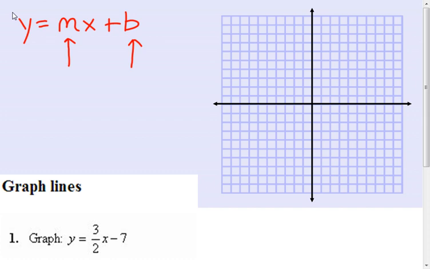So in our example here, we have a fraction in front of the x. That would be our slope. So we're going to write 3 over 2 for the slope. And the y-intercept, which means when x is 0, y is negative 7. So the first thing you could do is you could plot the point (0, negative 7).